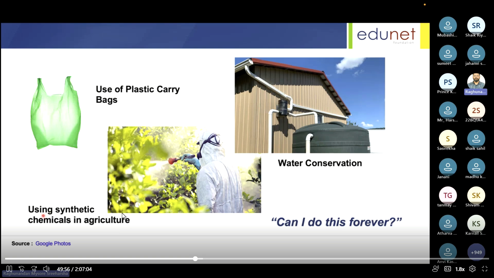I want to emphasize the one where we are using synthetic chemicals in agriculture. What if I were to tell you that we can use biochemicals, which are safer for both the plants as well as the people or the animals consuming them, right? So that we need to change. What about water conservation, right? Do you really think that we can do this? We can go towards water conservation, change the agricultural chemicals, not use plastic bags, right?